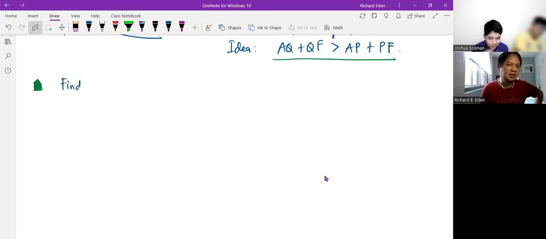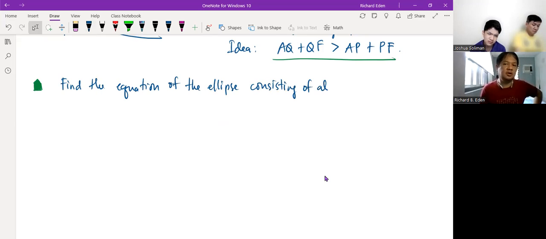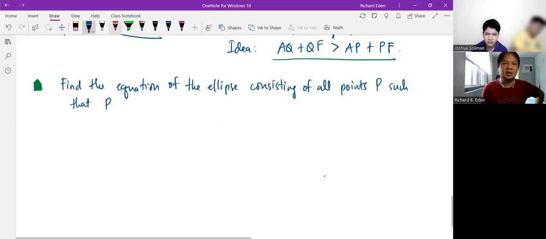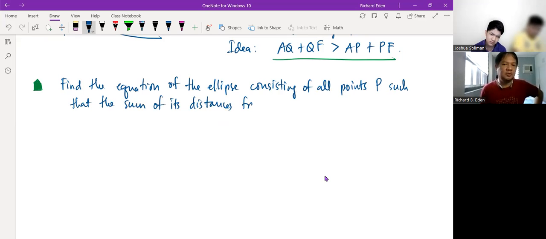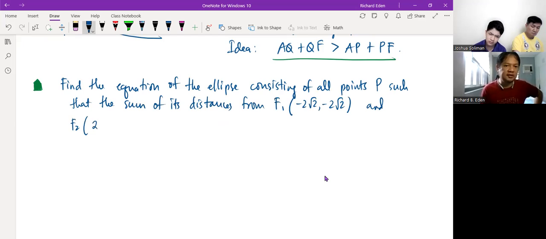Okay, find the equation of the ellipse consisting of all points P such that the sum of its distances from the following 2 points, F1 with coordinates -2 square root of 2, comma -2 square root of 2, and F2 with coordinates the positive version, is 12.